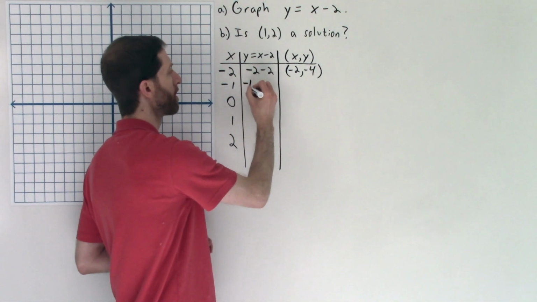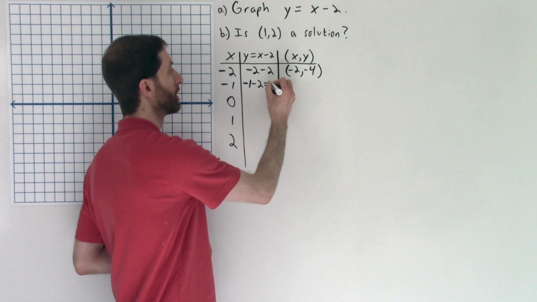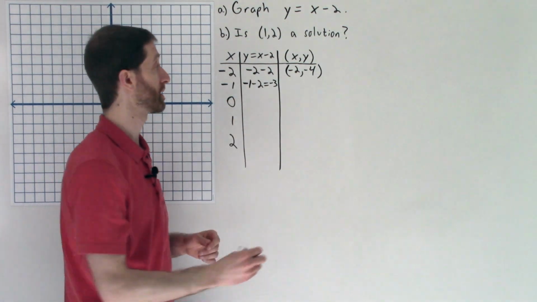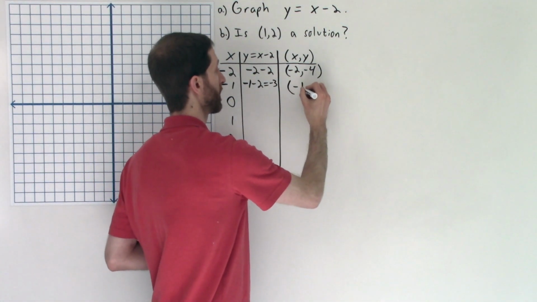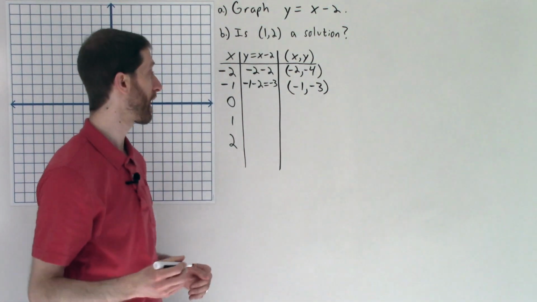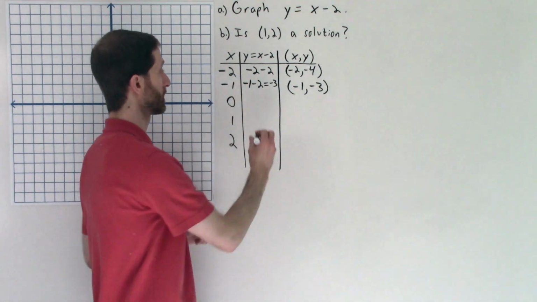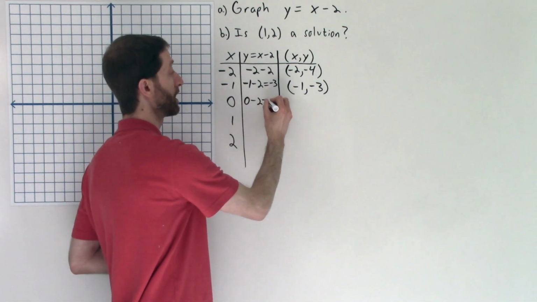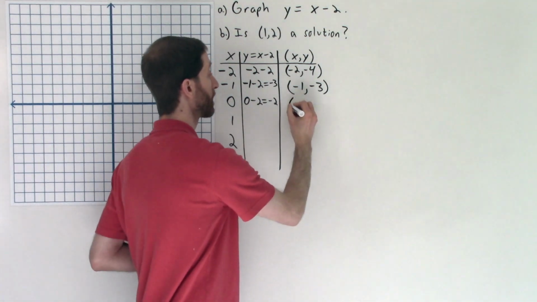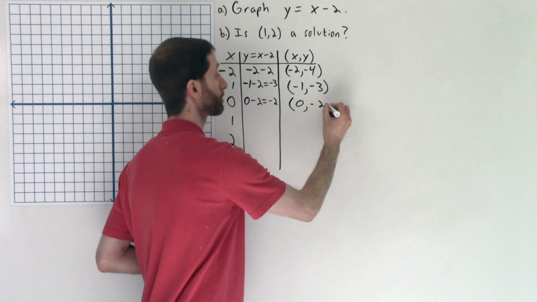I'll do -1 minus 2 is equal to -3. So that means the y value is -3 when the x value is -1. So that's the point -1, -3. So I list out all my coordinate pairs and then I'm going to graph them. 0 gets plugged in, so I do 0 minus 2 is -2, nothing magical there, and that's a y value of -2 when x is 0.